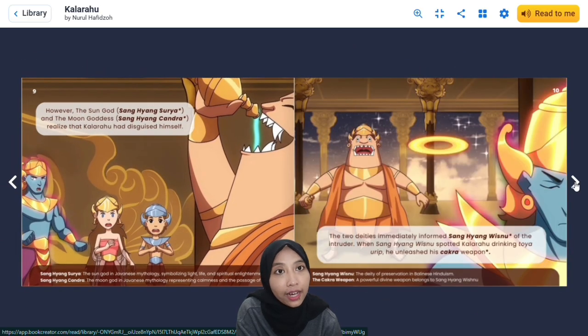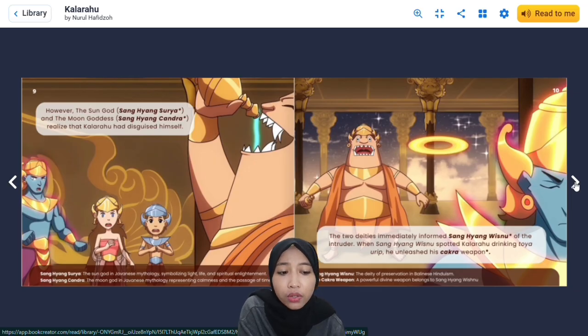However, the sun god, Sanghyang Surya, and the moon goddess, Sanghyang Chandra, realized that Kalarahu had disguised himself. The two deities immediately informed Sanghyang Vishnu of the intruder. Sanghyang Vishnu spotted Kalarahu drinking Toya Urip, and then he unleashed his chakra weapon.